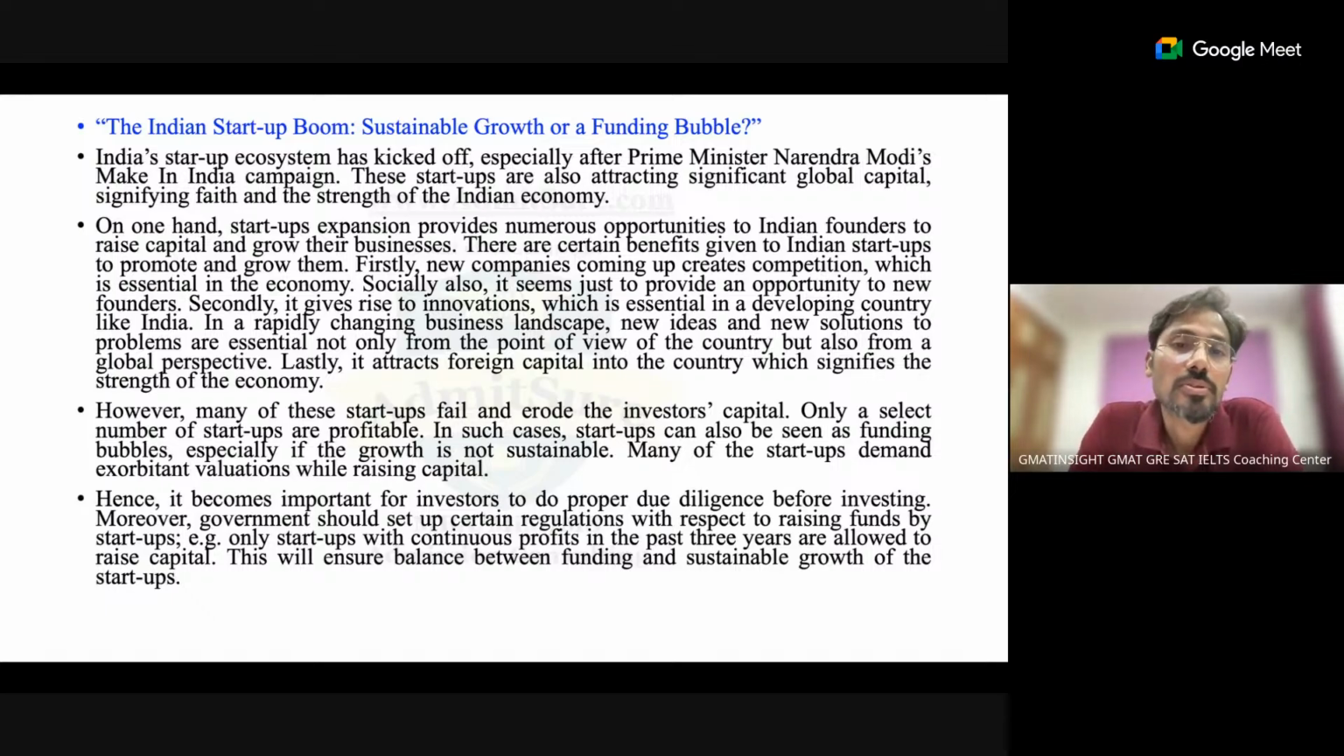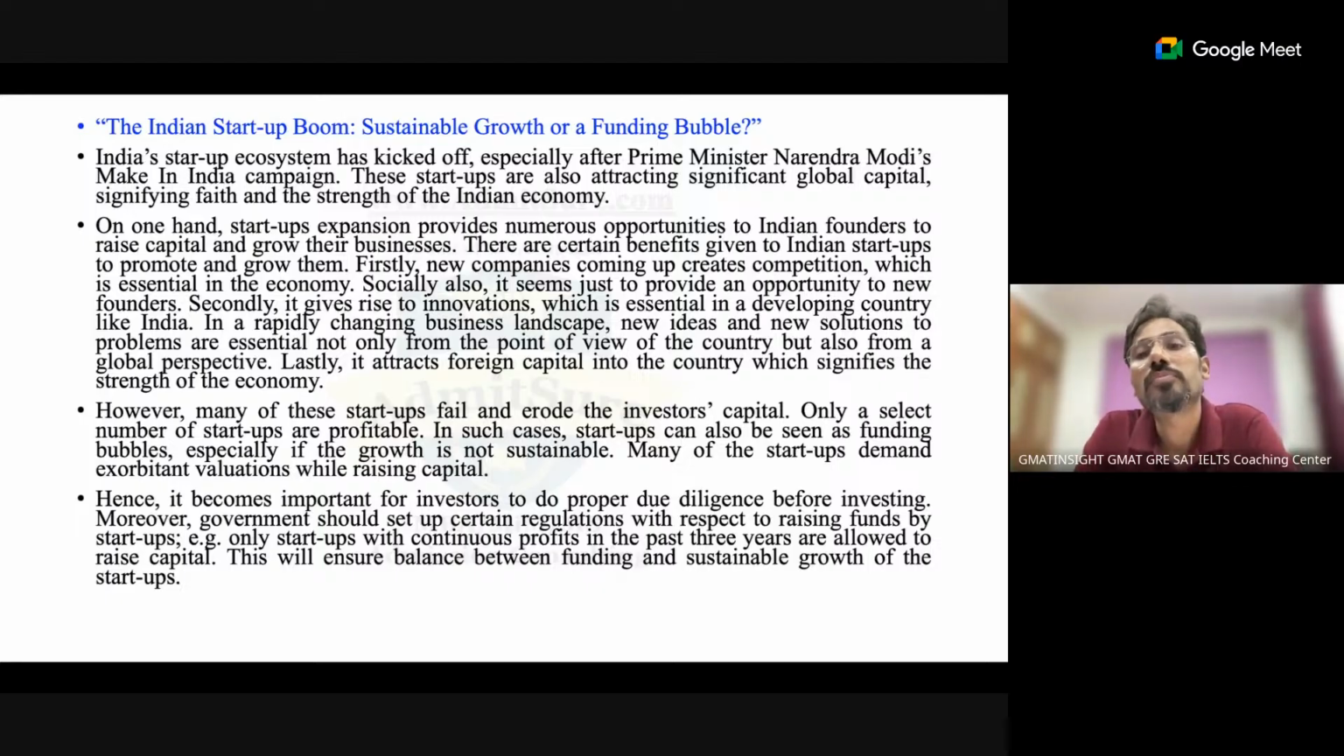So India's startup ecosystem has kicked off, especially after Prime Minister Modi's Make in India campaign. These startups are already attracting significant global capital and signifying faith and the strength of the Indian economy. On one hand, startups' expansion provides numerous opportunities to Indian founders to raise capital and grow their business. There are certain benefits given to the Indian startup to promote and grow them.